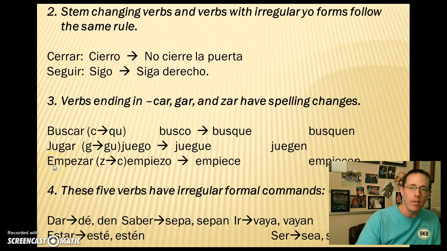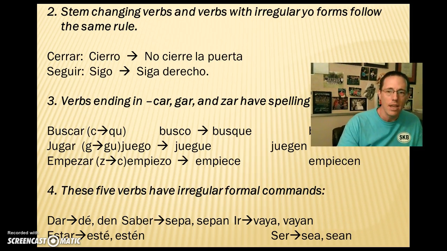Same with empezar, the verb for to begin. The yo form is empiezo, so empiece or empiecen. Empiece or empiecen for that one. So those are just some examples. These 5 verbs, I apologize, these are not in very good order.